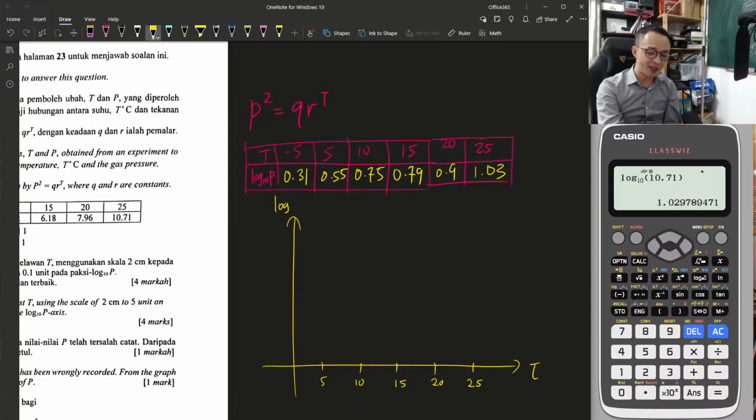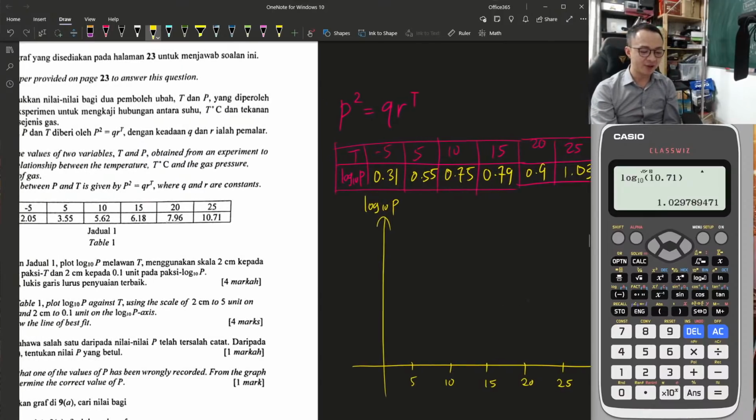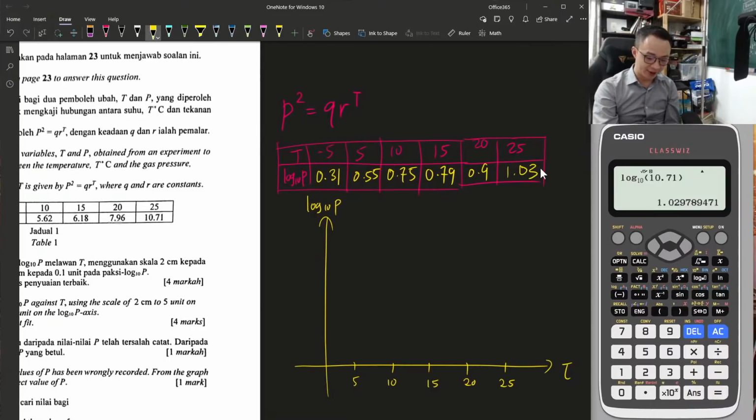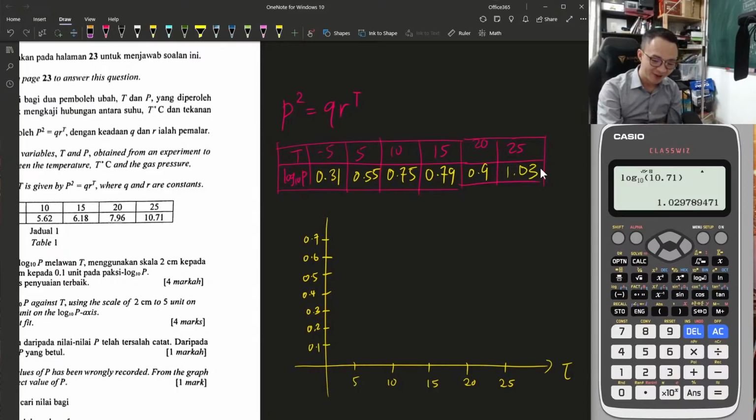And then for log 10 p axis, every 2 centimeter is for 0.1. So here is sort of like 0.1, 0.2, 0.3, 0.4, 0.5, 0.6, 0.7. I need more space for it. 0.8, and then 0.9, 1, and 1.1. You imagine I have not enough space here, but it doesn't matter. You imagine this is 1.1, because I have about something like this.